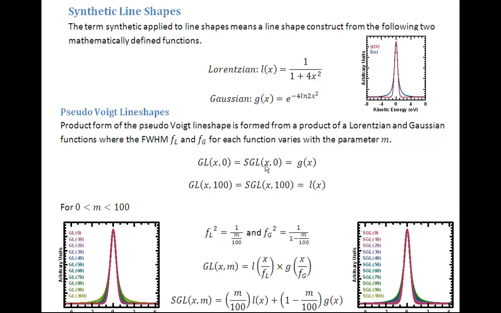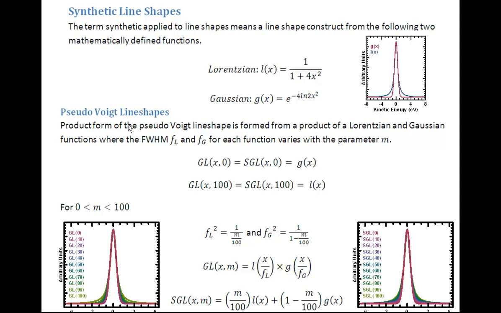And these are both constructed from a Lorentzian, which has a shape that is characteristic of a photoemission peak, and a Gaussian, which is intended to have a shape that allows a modification of a Lorentzian based on instrumental factors or other factors that are altering the shape of a photoemission peak from the expected Lorentzian shape. And this is to do with the measurement process.